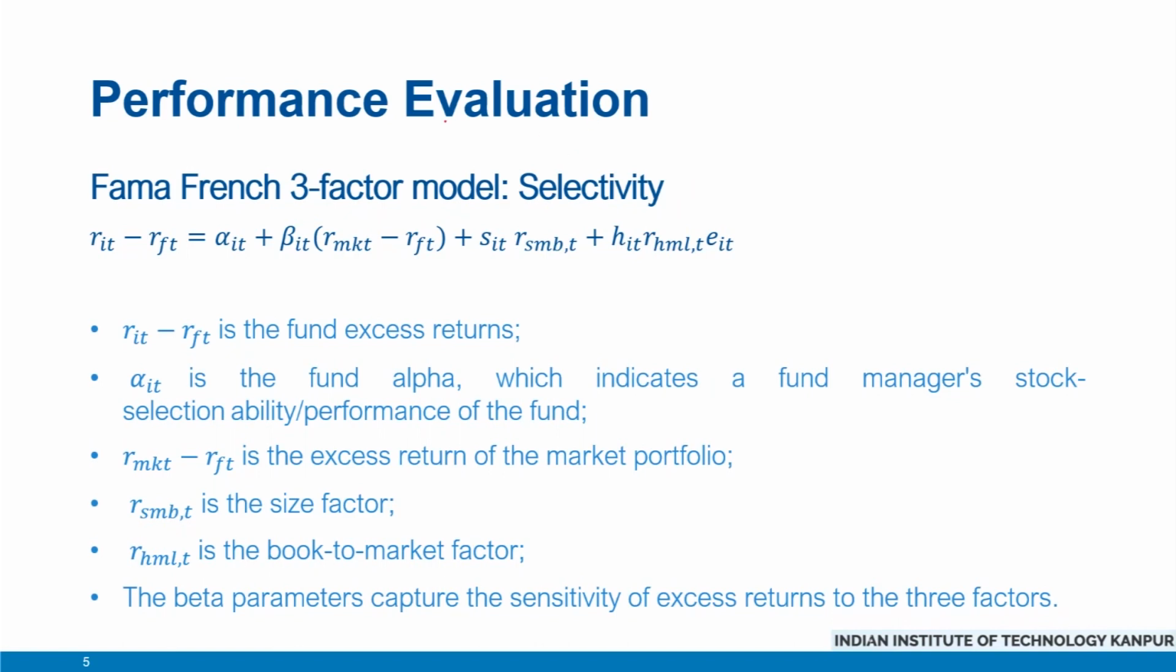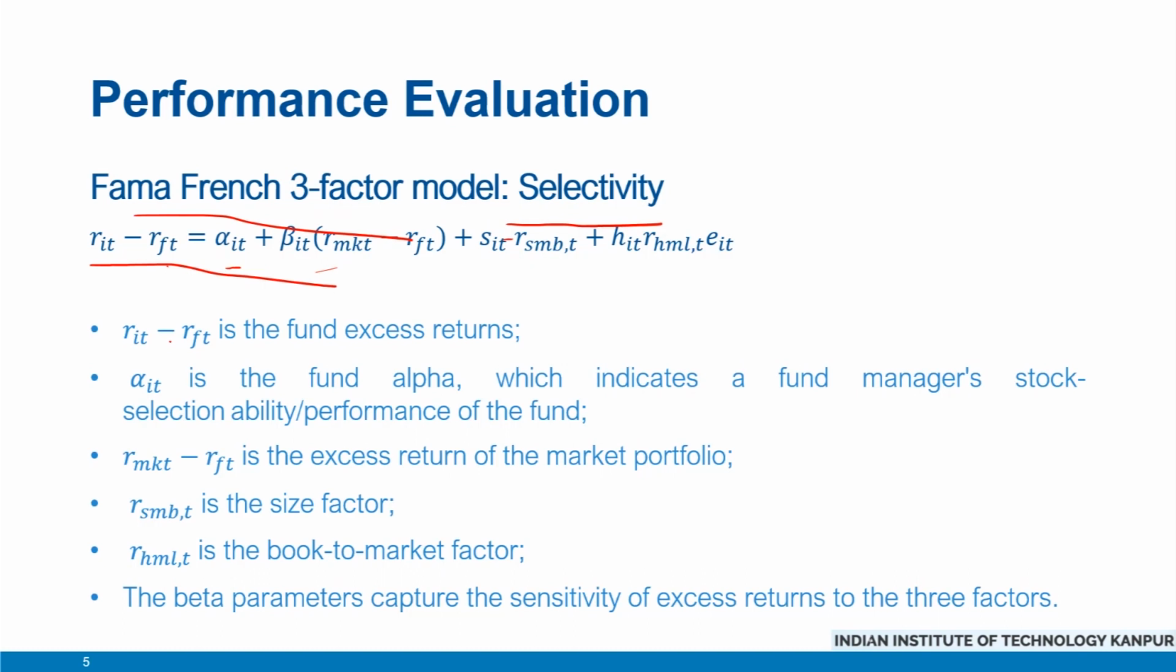The next most important aspect of any investment is performance evaluation. In particular, for green funds, it is very important to evaluate their performance. Conventionally, various factor models are employed. We will employ one of the most celebrated models, the Fama French 3-factor model. Let us start the discussion with the selectivity of green funds or any funds in general. So this 3-factor model appears like this: R_it minus R_ft equals alpha_it, and so on. Let us discuss each of the parameters one by one.